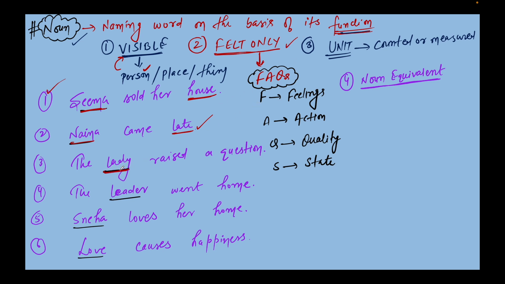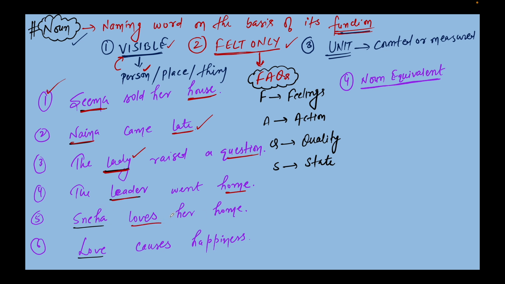Lady. Lady is something like a person, so it can also be visible. Okay. Question can be seen on the paper, so it also comes under the category of visible. Leader can also be seen, because a leader is something like a human, so a human can be seen. Home can also be seen. It also comes under the category of visible. Sneha, human being, visible category.